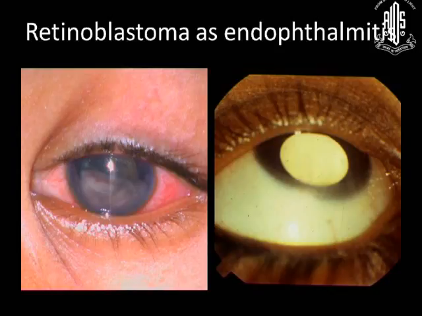But the clues are there. You can see the eye is quiet. An endophthalmitis eye is never quiet. You will find conjunctival congestion. Nothing is there. So when you find a white reflex following a trivial trauma in an infant or a child, we should always do imaging to make sure that we are not missing a mass lesion before we do a vitreous biopsy.